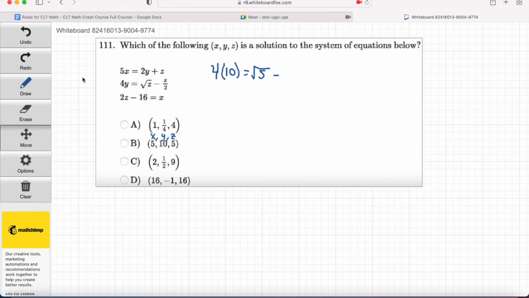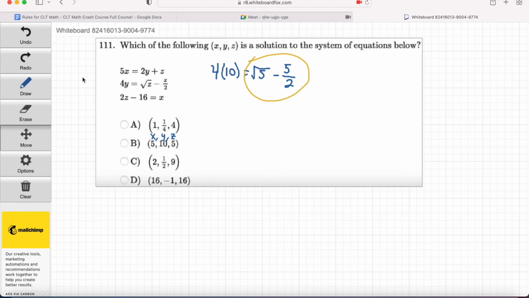Oh, that's looking ugly. Let's stop for just a minute. Is that going to give us a true statement? Probably not. Why not? The left side of the equation is going to be much larger. It's going to be huge, right? I don't even know what the square root of 5 is, and I don't care. It's going to be a little bit bigger than 2, because the square root of 4 is 2. There's no way that's going to be true.